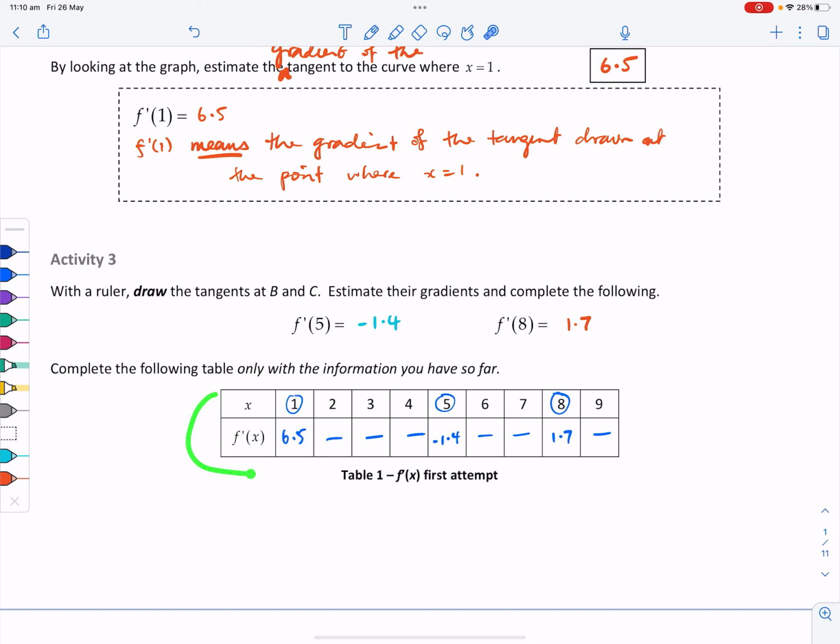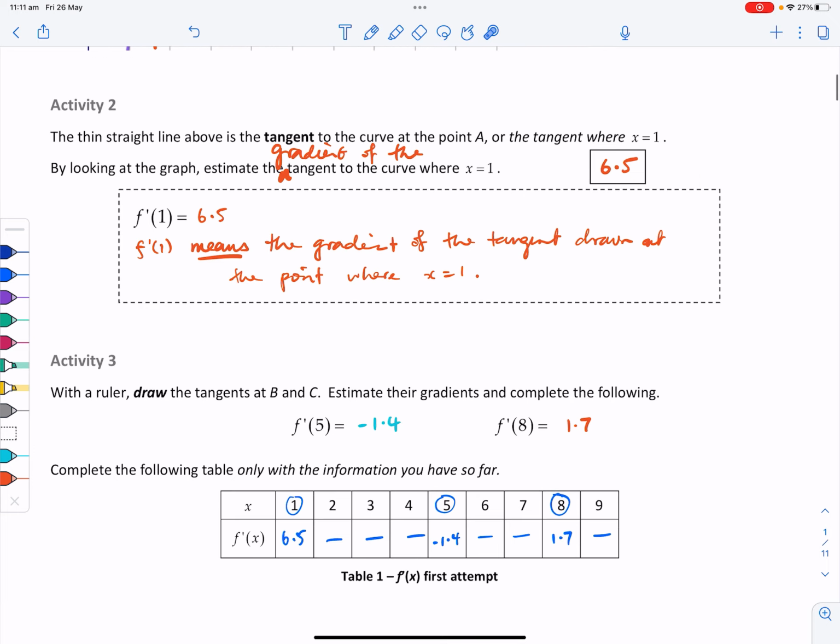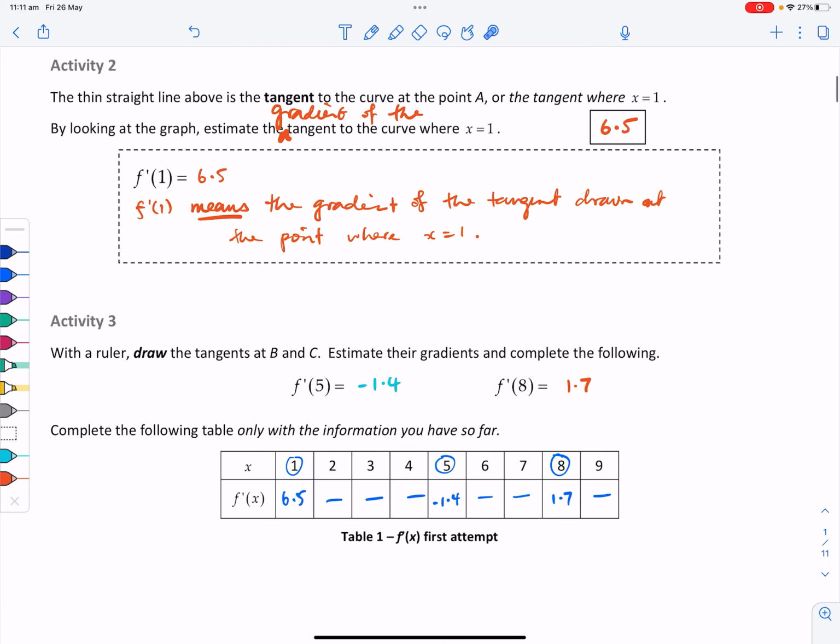My point here is that we can do a table of values where these are all gradients of tangents. So f dash x is a function, right? If you can put it into a table of values, then it's a function. And if you want to know what the gradient of a certain tangent is, you plug it into this function and you find out. Now we don't know what the equation of that function is, but the point is it is a function.